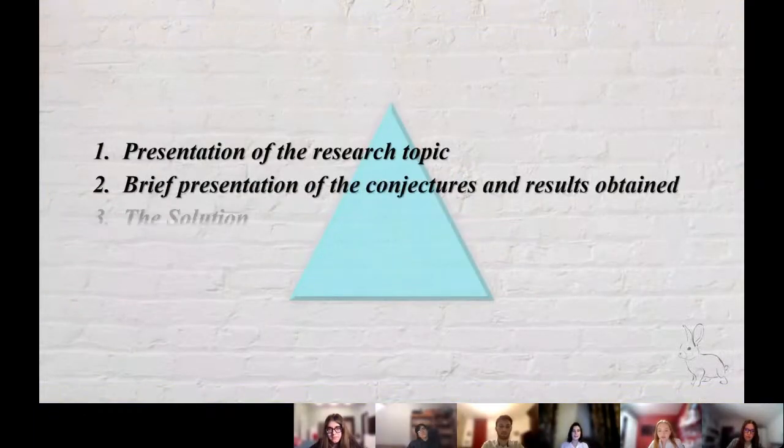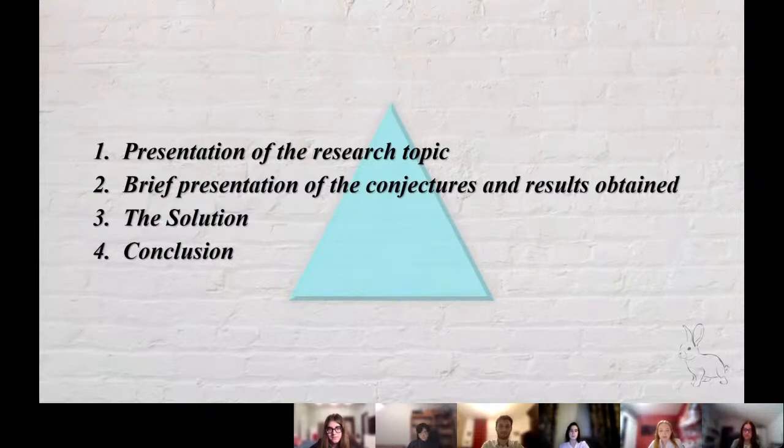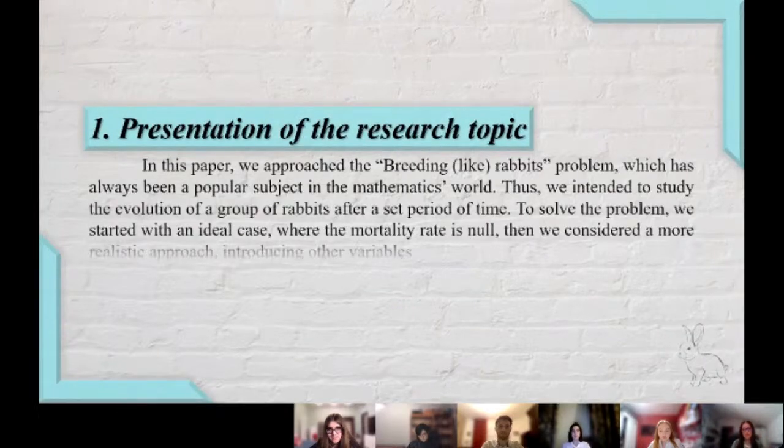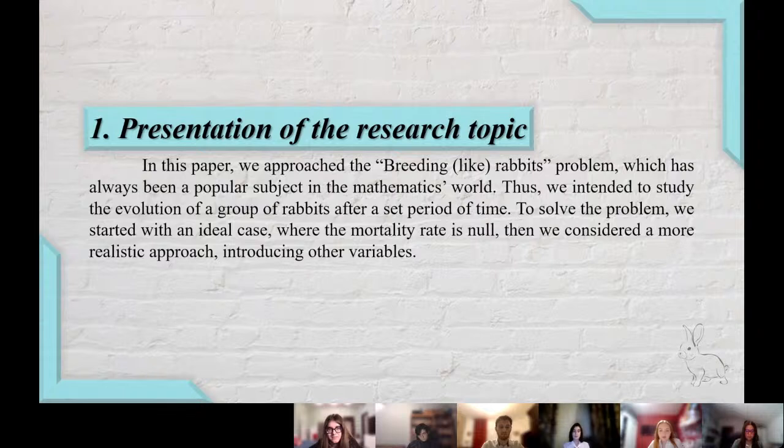Thank you, Sabrina. Hi, my name is Ioana, and these are some of the main points of our presentation. I shall start by presenting the research topic. In this paper, we approach the breeding like rabbits problem, which has always been a popular subject in the mathematics world. By doing so, we intended to study the evolution of a group of rabbits after a set period of time. To solve the problem, we started with an ideal case where the mortality rate is null. Then we considered a more realistic approach, including other variables.